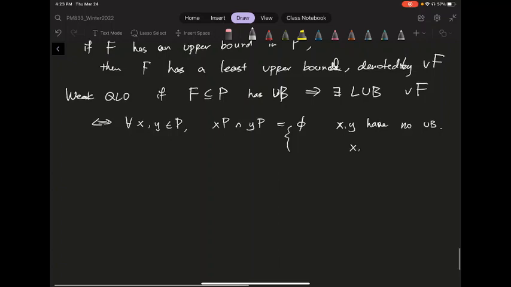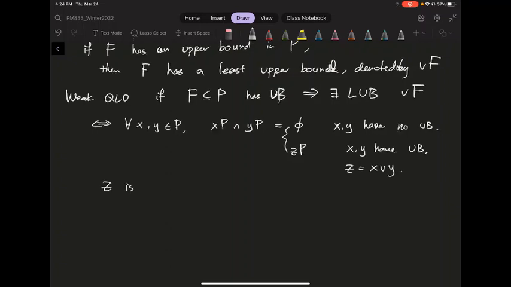If they have an upper bound, so the intersection is non-empty, then it has to have a least one, and you can convince yourself this really has to be another principal right ideal. So if x and y have an upper bound, say Z is their upper bound, with Z equal to x V y, then this intersection is another principal ideal. So this Z is the least upper bound of x and y. That's essentially what quasi-lattice order means.